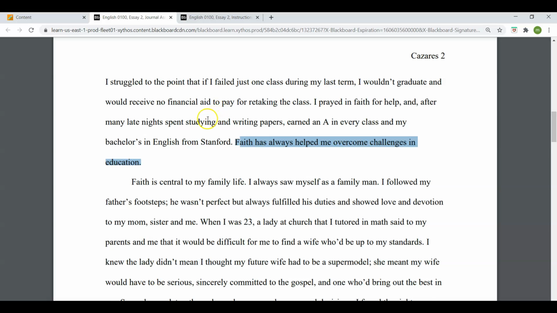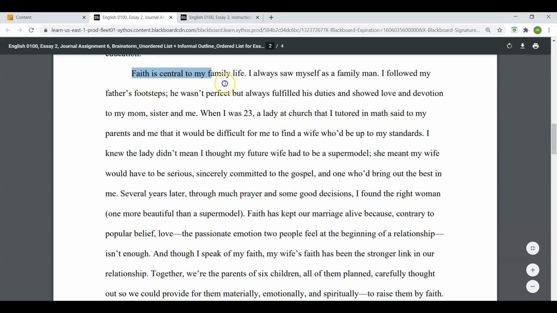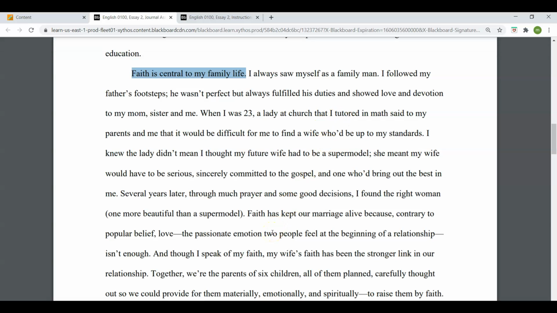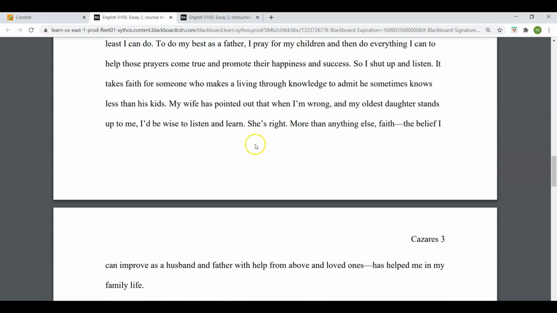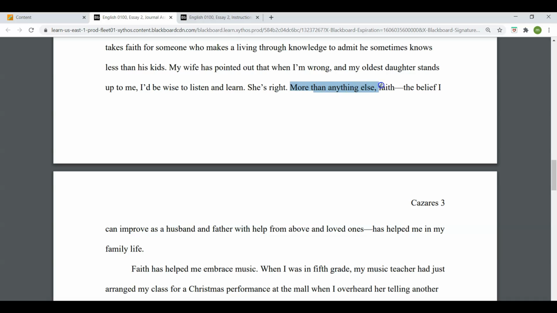Okay. All right. In this one, it was faith essential to my family life. So all this better be about family, right? And how I use faith in my decisions within my family and all that. There must be some kind of closing that shows that. "More than anything else, faith, the belief I can improve as a husband and father with help from above and loved ones has helped me in my family life." There it is, right? Faith is there, and so is family life.